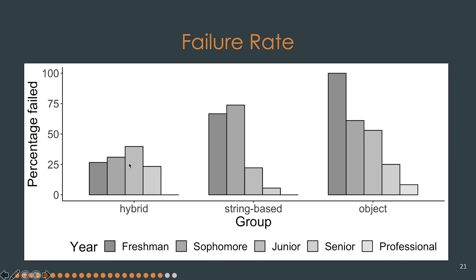So the amount of times people have failed tasks completely in the different groups, but broken down again by experience. You can see the failure rate in the hybrid group is generally low. The failure rate in the string-based group is higher for the first two, the freshmen and sophomores. In the object-oriented group, the failure rate is relatively high across the board, but for professionals and seniors. And pretty high for freshmen, especially.